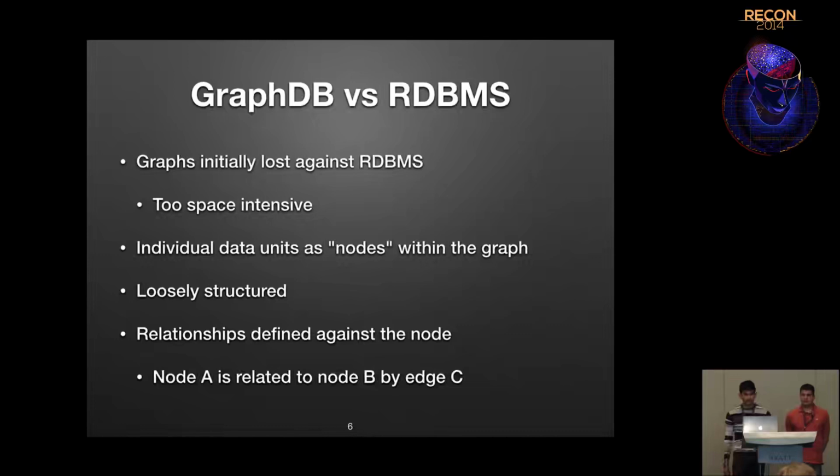Graph databases are very different in that the smallest individual data unit is a node within the graph. Relationships are done against the individual node, so one node can have arbitrary relationships, whereas a node that it's related to can have completely different relationships. An example of this being, say we were to take a look at attendees versus speakers.